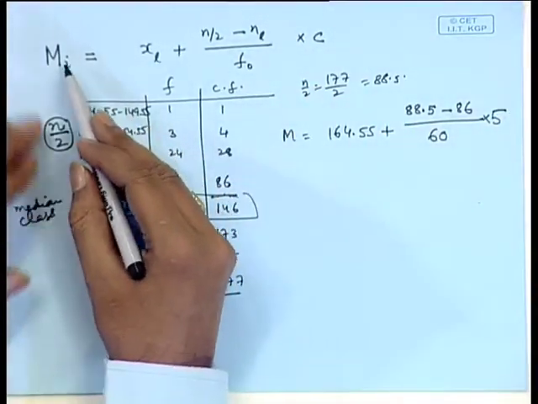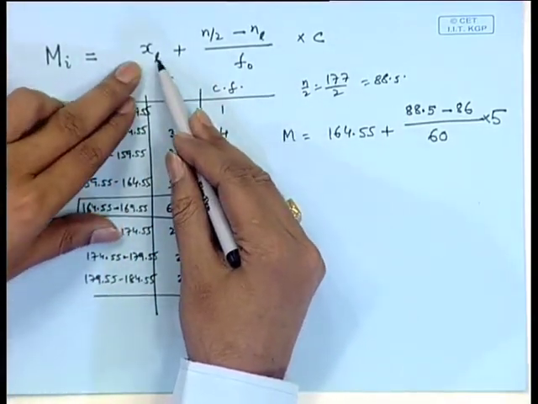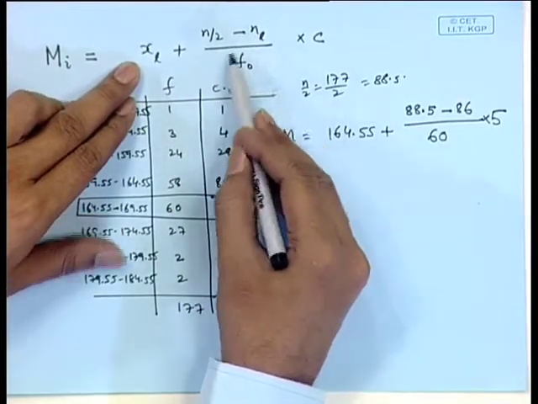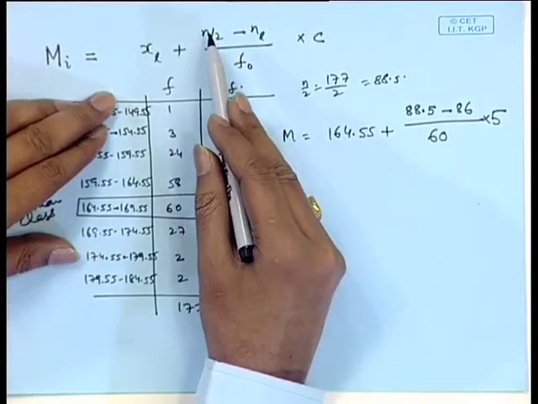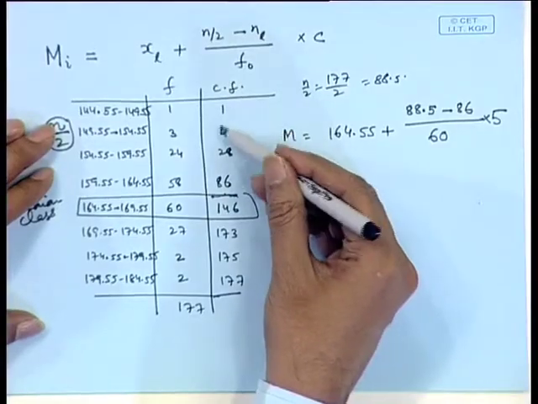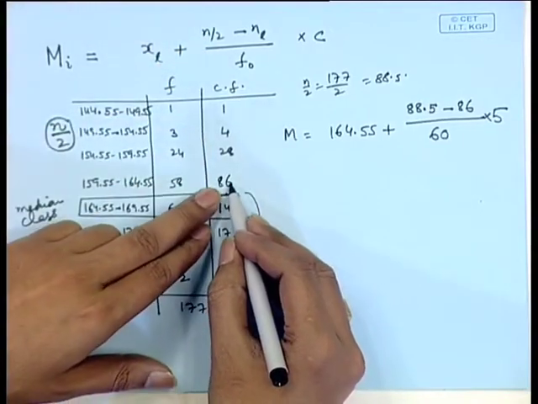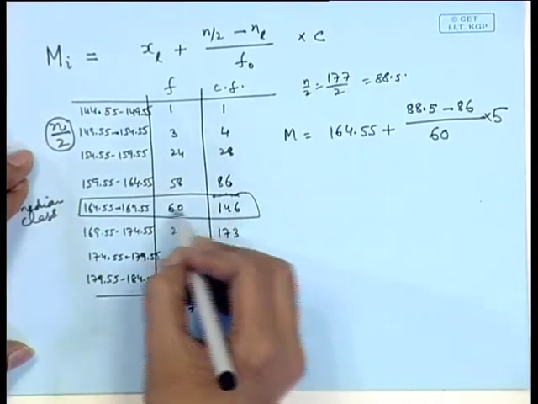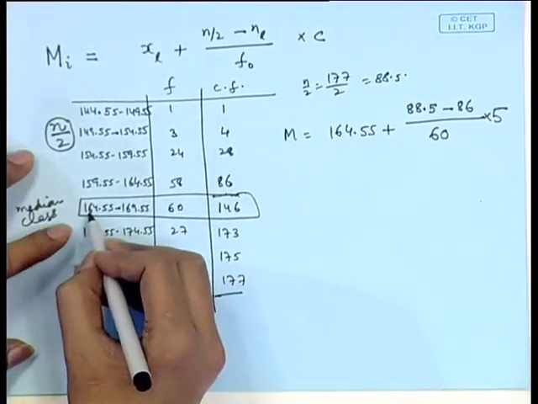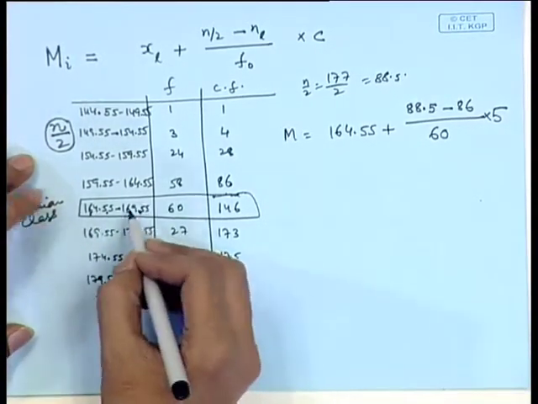So, you can see here the median value for frequency classified data is given by x L plus n by 2 minus n L divided by f naught into C. How this is determined is by first looking at what is n by 2. n is the total frequency, find out what is n by 2. In the cumulative frequency table, you observe where this n by 2 will occur. Since 86 is coming here, 88.5 is above this. That means that particular frequency is occurring in the next class, from 164.55 to 169.55. So, this is known as the median class.